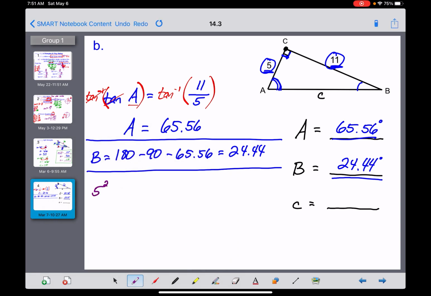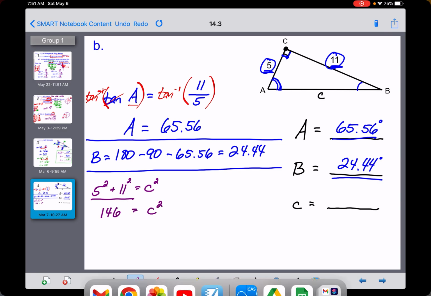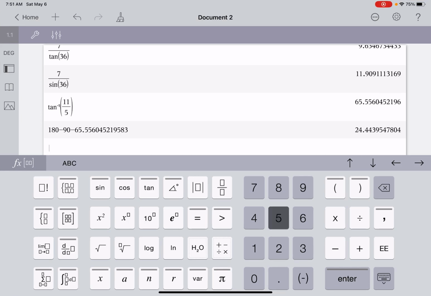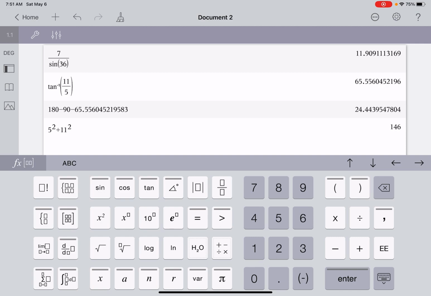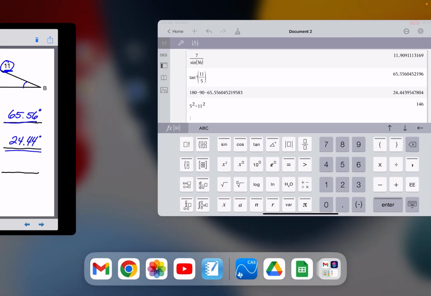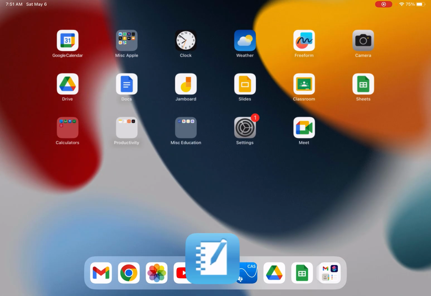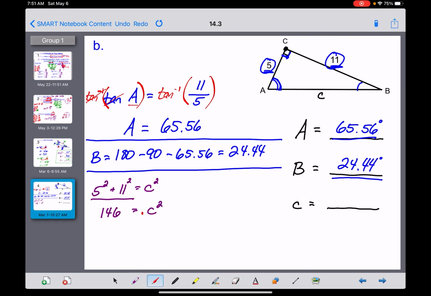So leg squared, 5 squared, plus the other leg squared equals your hypotenuse squared. Let's see, 5 squared and 11 squared, that's a 25 and a 121, so it should be a 146 is equal to C squared. I should probably check that before I goof it up. Let me think here. 5 squared plus 11 squared. I'll never doubt myself again. All right, it is 146, and now, I lost it. There we go. And now we would take the square root of both sides right here.